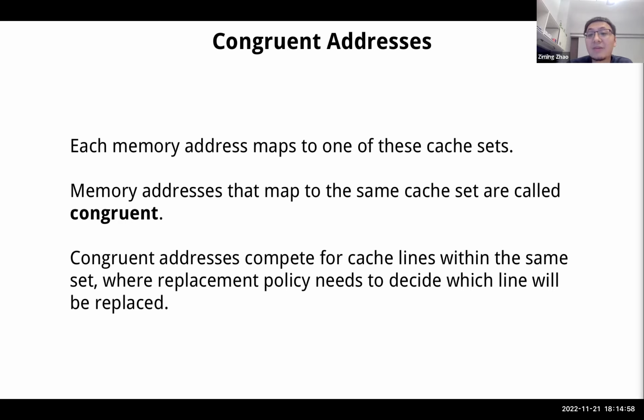It can only go to one of the cache sets, right? So the memory addresses that map to the same cache set are called congruent addresses. Those congruent addresses compete for the same cache lines in the same set, and we need replacement policies to determine which lines should be replaced.